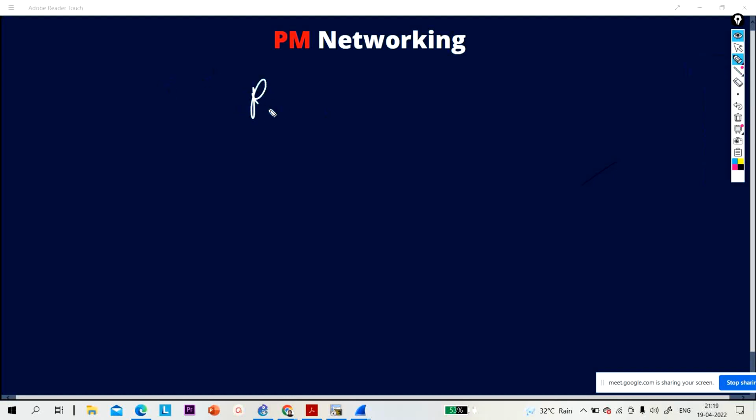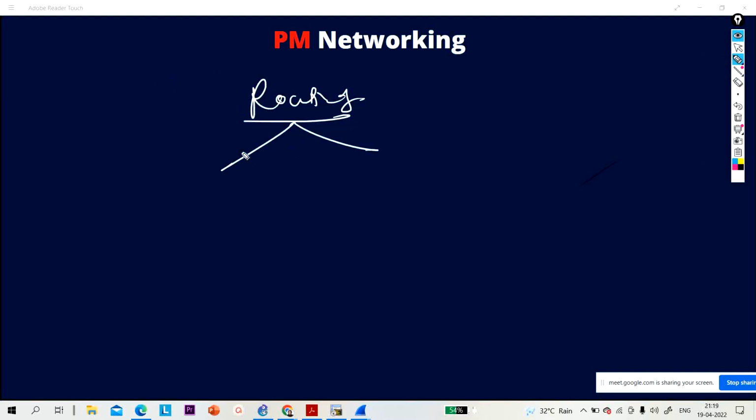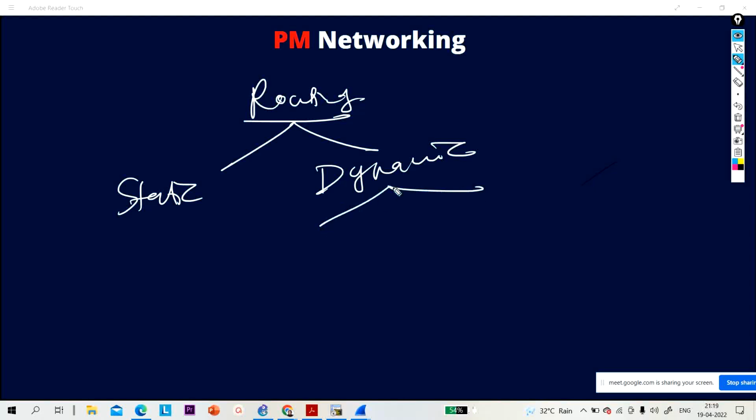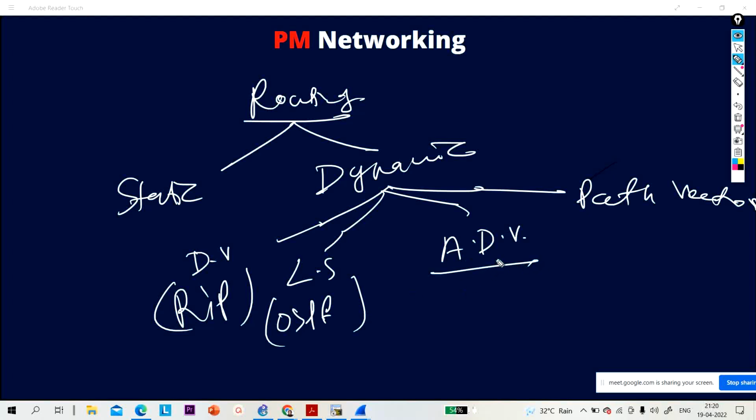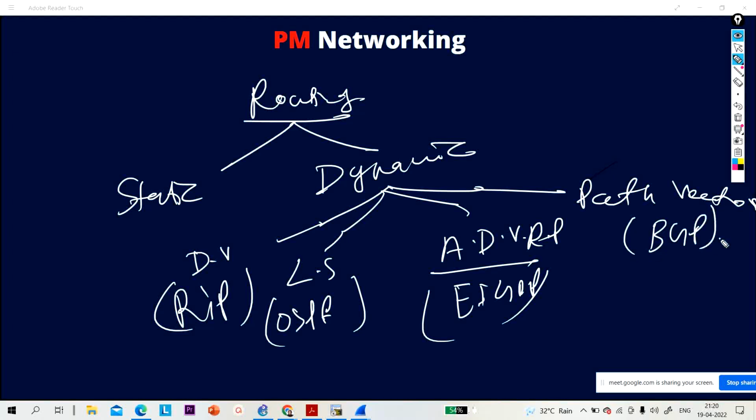First of all, we have discussed routing. Then we have discussed there are two types of routing, static and dynamic, right? Then we have discussed there are four types of dynamic routing. First one is distance vector, second one is link state, third one is advanced distance vector, and fourth one is path vector. Example of distance vector routing protocol is RIP. Example of link state routing protocol is OSPF. Example of advanced distance vector routing protocol is EIGRP. And example of path vector routing protocol is BGP. Okay.